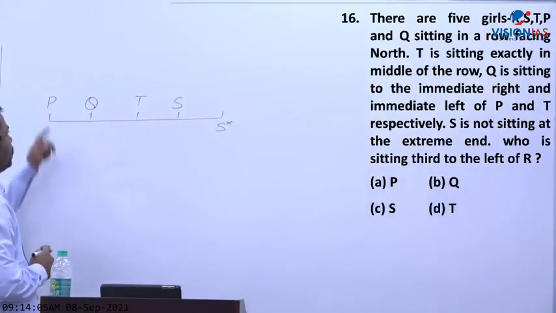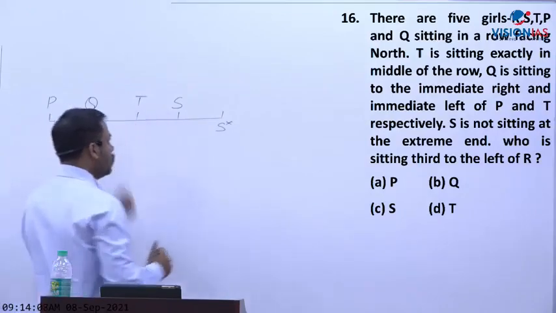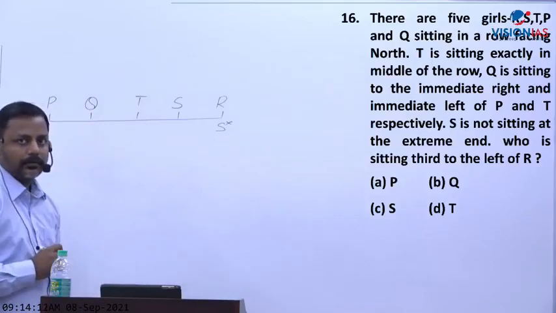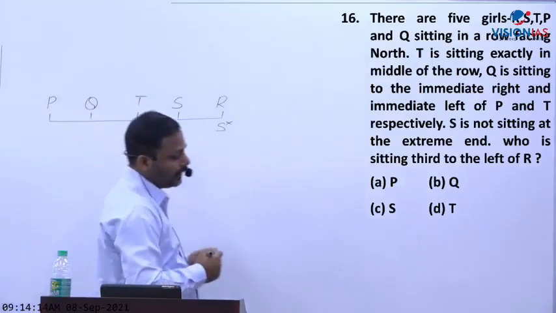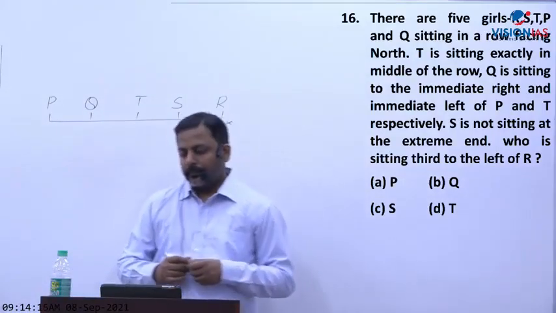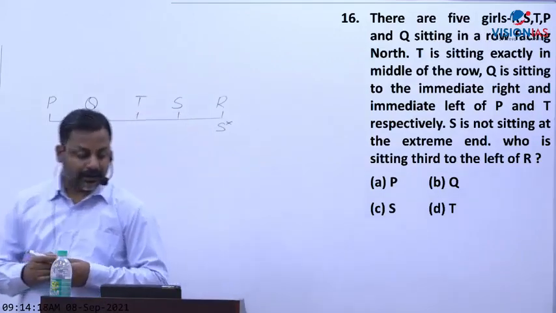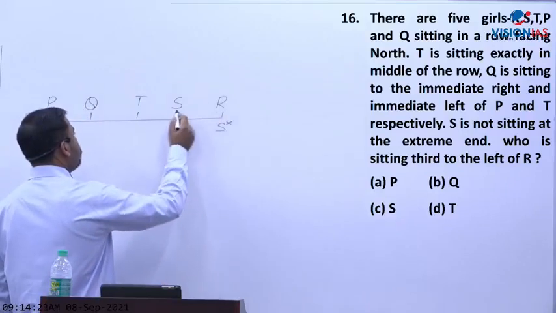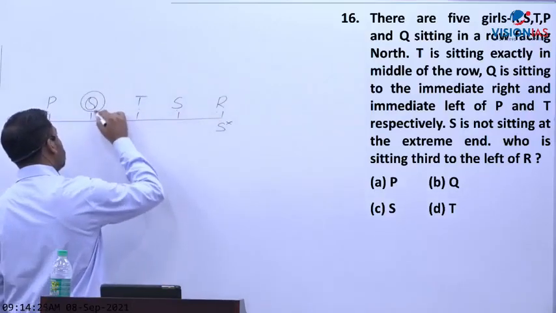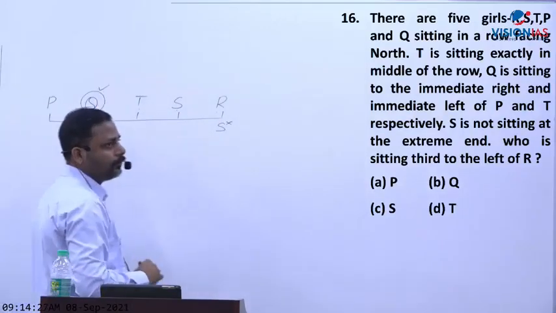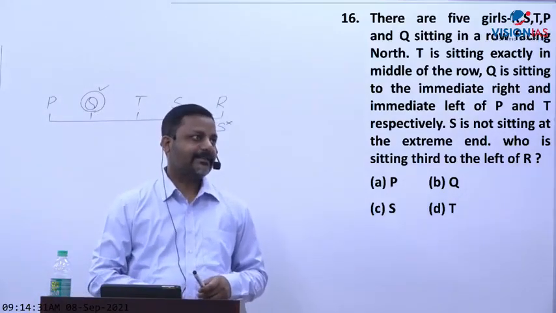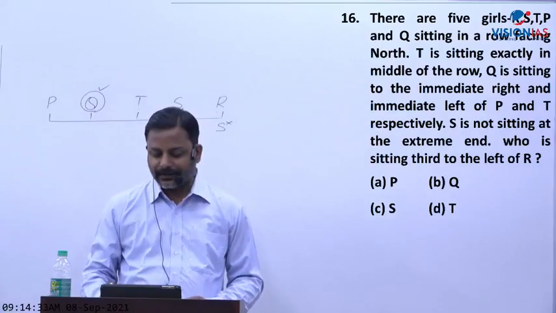Now we have already placed P, Q, S, T. Only one person left and that person is R. So on the right end we will put R. And the question is, who is third to the left of R? First, second and third. So third left of R is Q. Yes. So the correct answer is Q.